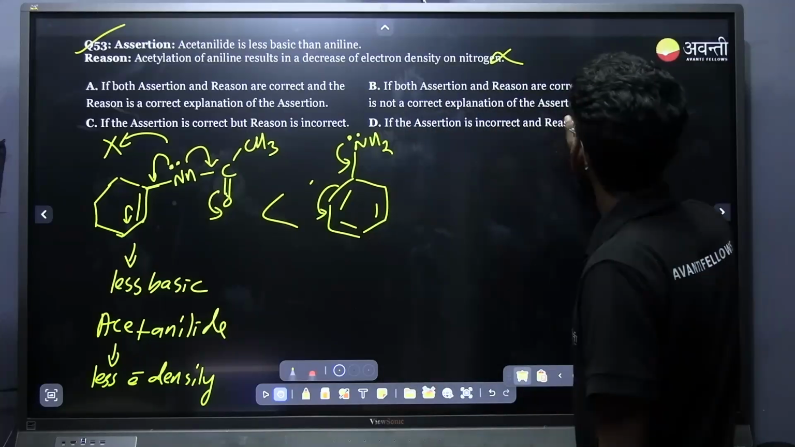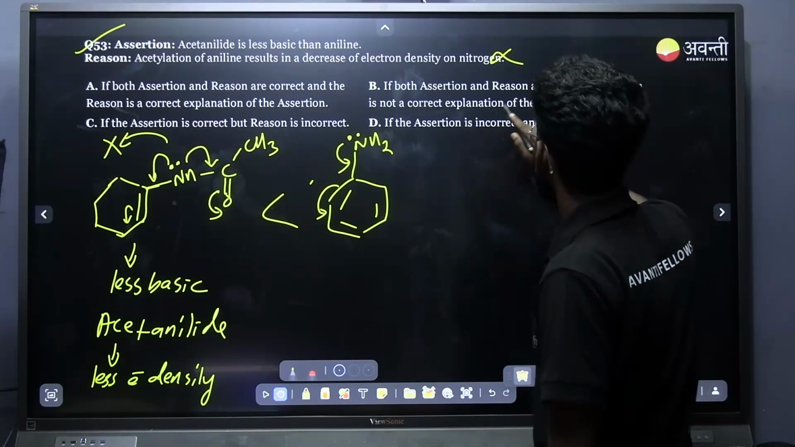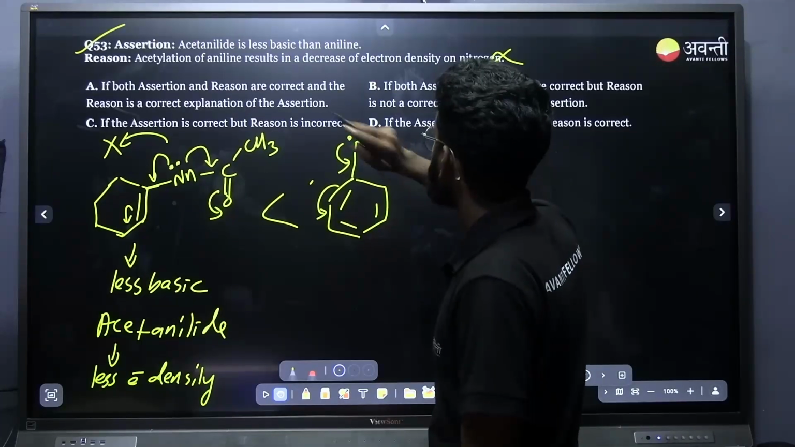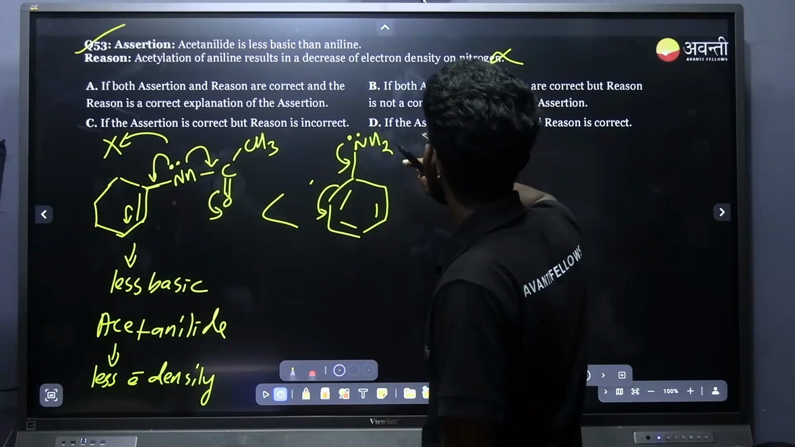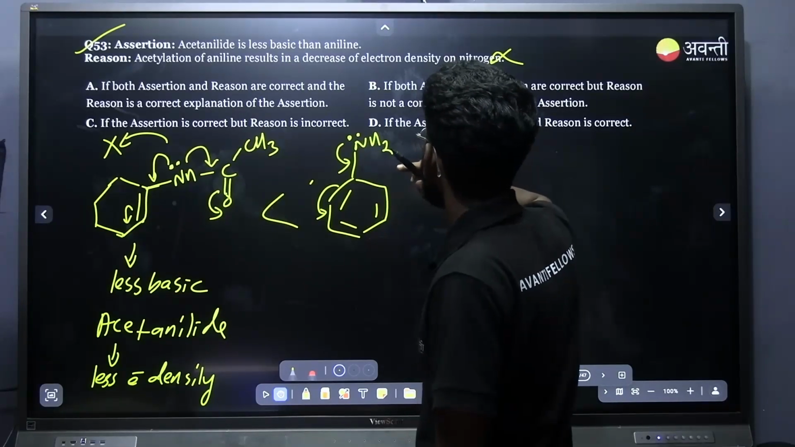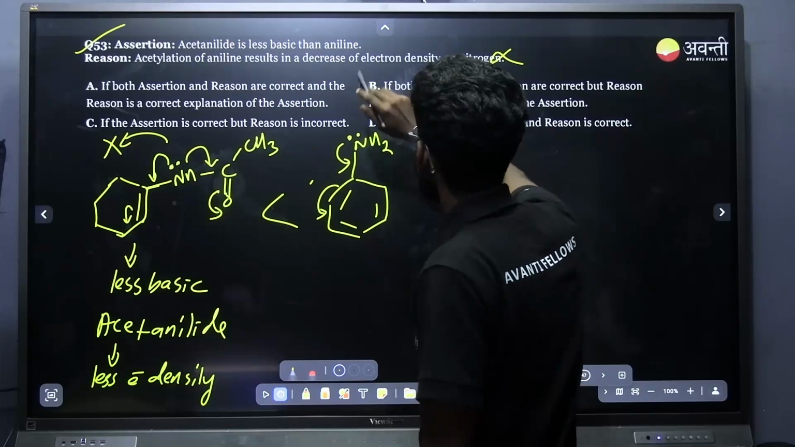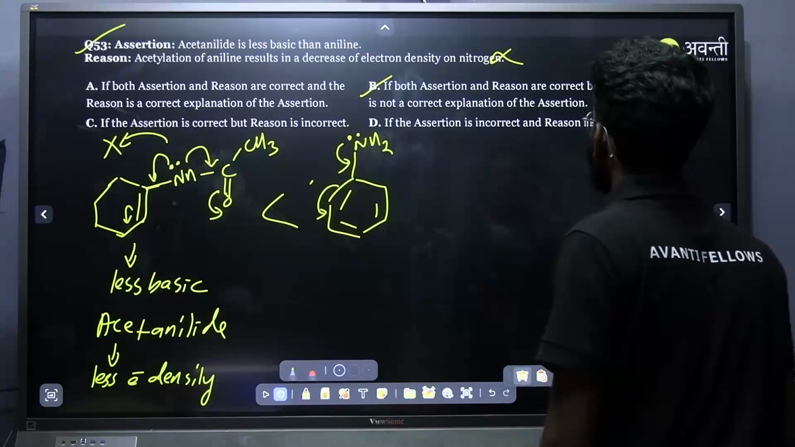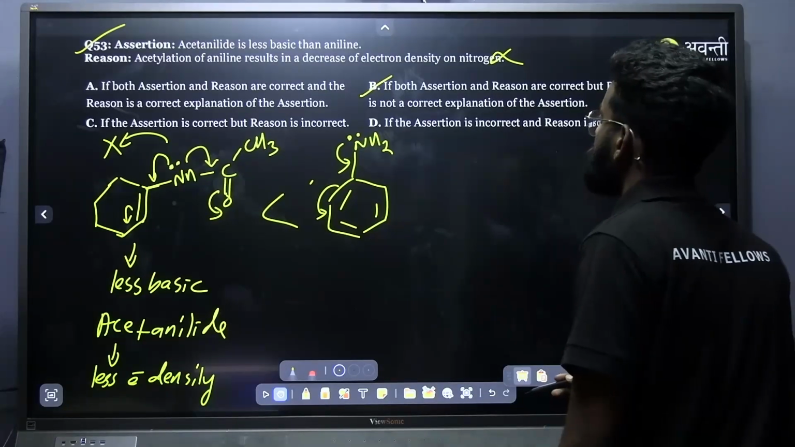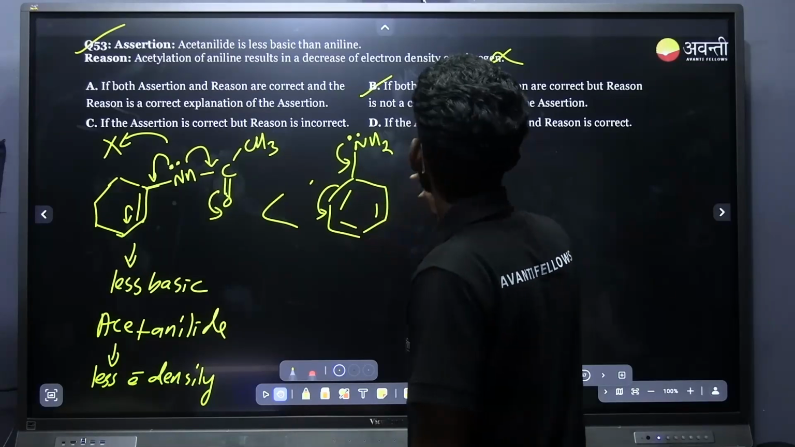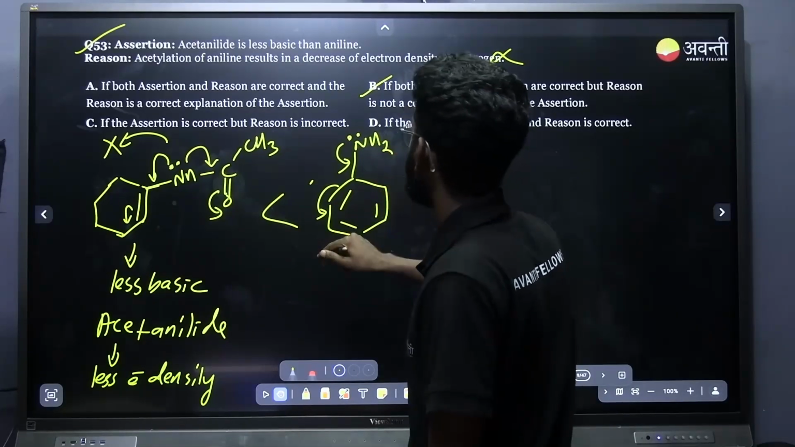Both assertion and reason are correct, but the reason is not the correct explanation. Acetylation of aniline results in decrease in electron density of nitrogen. Okay, the statement or something is wrong somewhere. The reason is not the correct explanation. Yeah, due to the decrease in electron density, we can say that it is less basic.